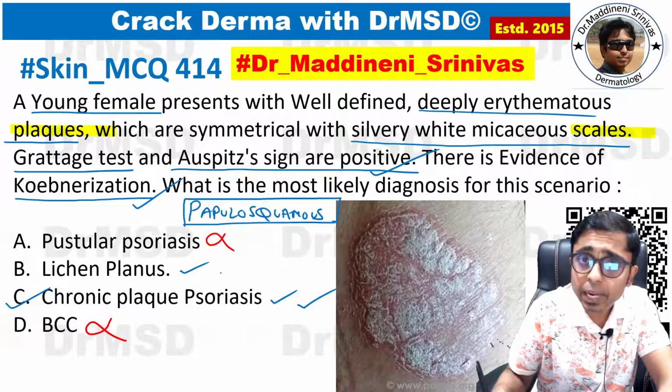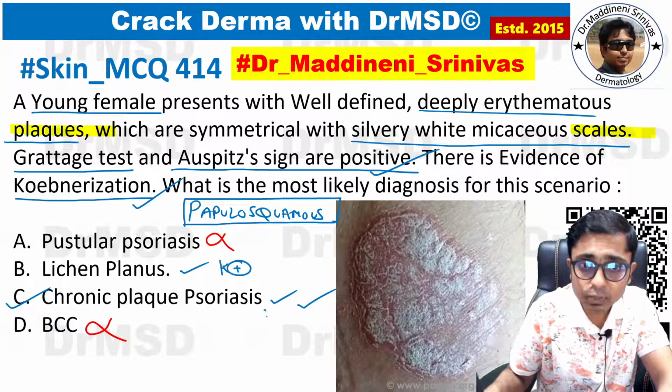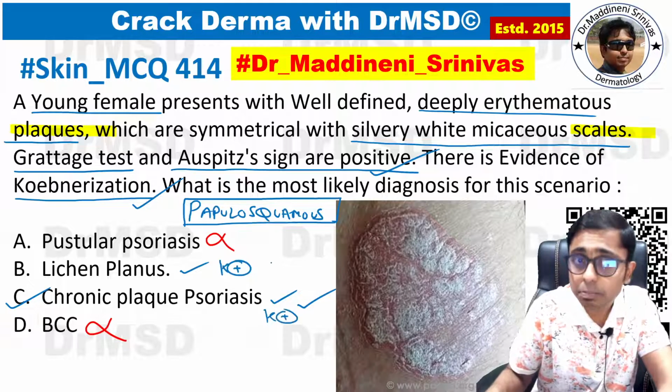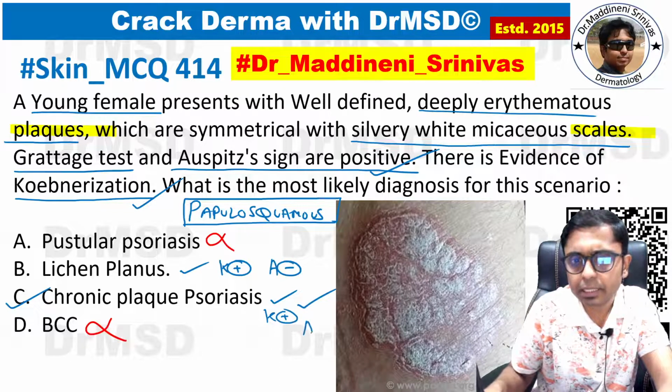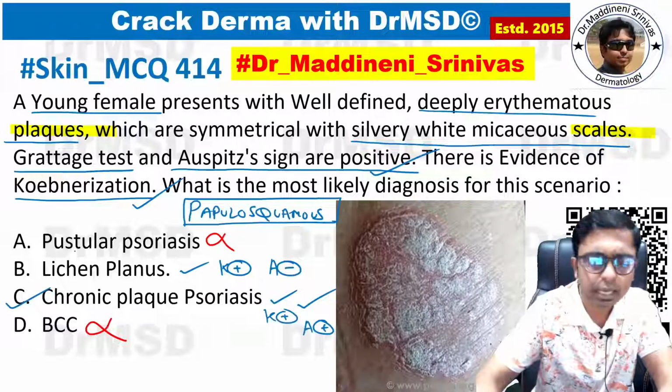Yes, in Lichen planus we can see Koebnerisation. Koebnerisation is positive here as well as in psoriasis, but Auspitz sign is negative in Lichen planus, whereas Auspitz sign is positive in the case of psoriasis. So our answer here is going to be option C.